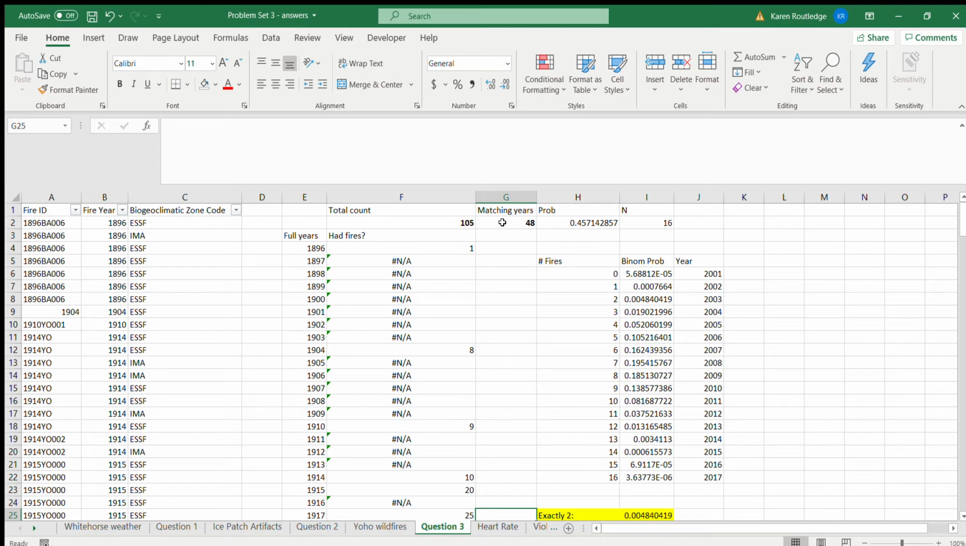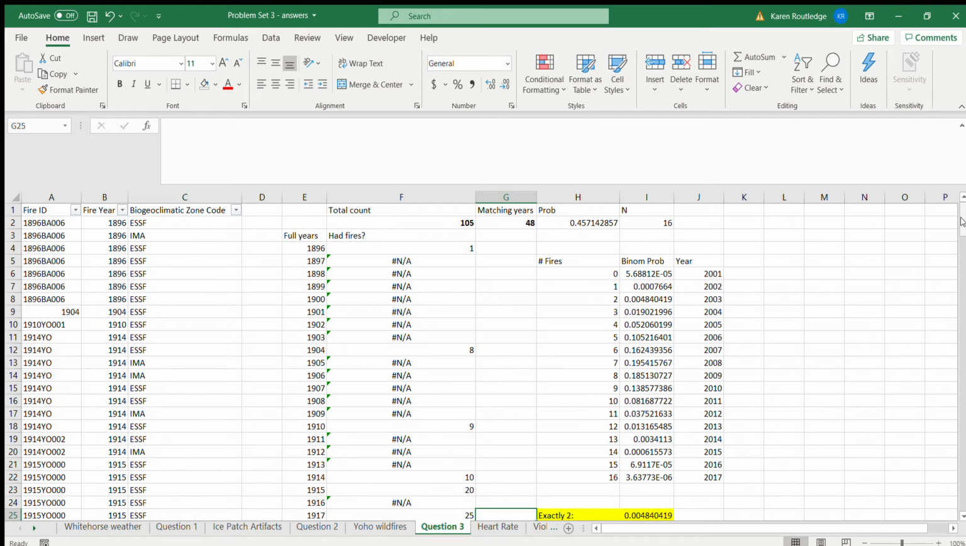So our empirical probability of any given year having at least one fire. Now, we may have multiple fires, but that's not what we're concerned about, or at least not what we were supposed to be concerned about. Our empirical probability for a given year having at least one fire is, because it's an empirical probability, a ratio, the number of things we care about over the total number of things. So we have 48 years with fires divided by a total of 105 years. That gives us our empirical probability of about 46%.